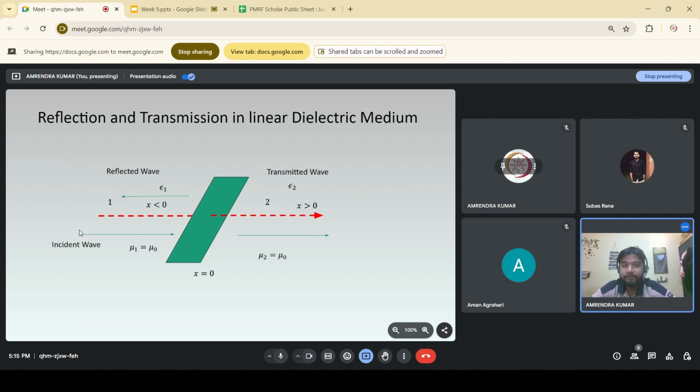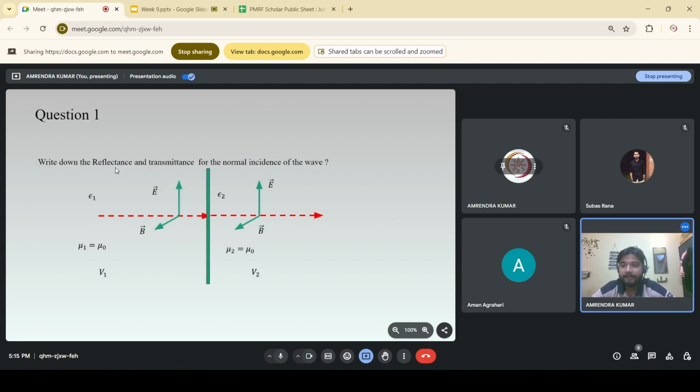Now, what we have to understand is our first question: write down the reflectance and transmittance for normal incidence of a wave. How much electric field is being transmitted and how much is being reflected, with respect to the amplitude of the incident wave, will give you a coefficient, and that will be your reflection and transmission coefficient. So let's solve this.